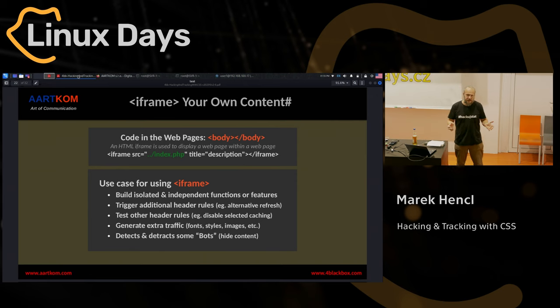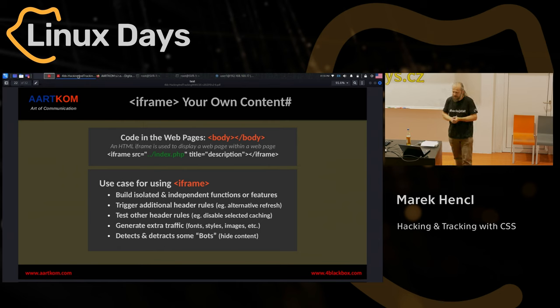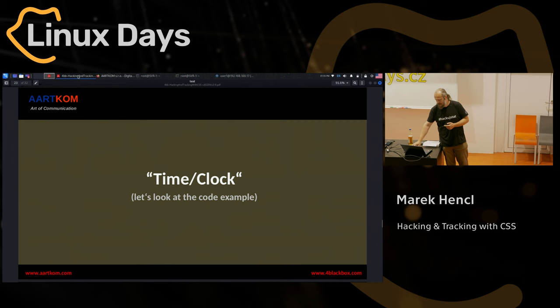I like to use iframes. Iframes are good because you can isolate the content, and you can use additional headers. Yeah, so you can have different types of CSS files uploaded that are maybe contradictory because you put them in the iframe, and then you can watch what is being downloaded and make some calculation, some analysis.